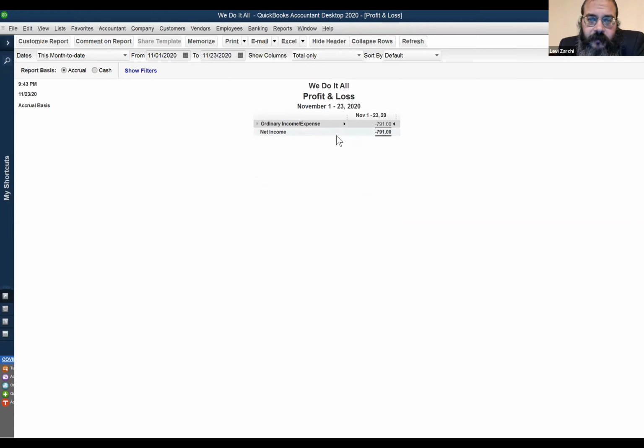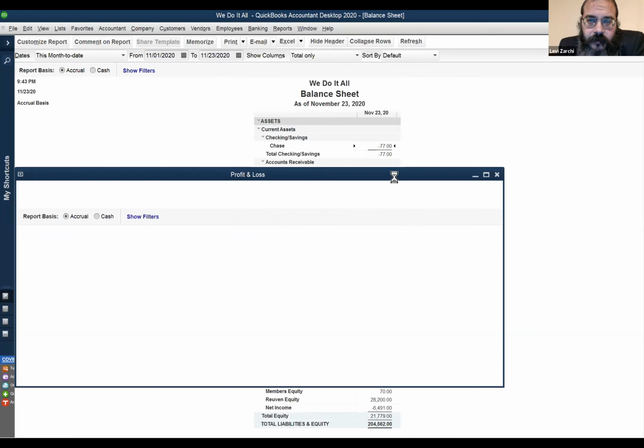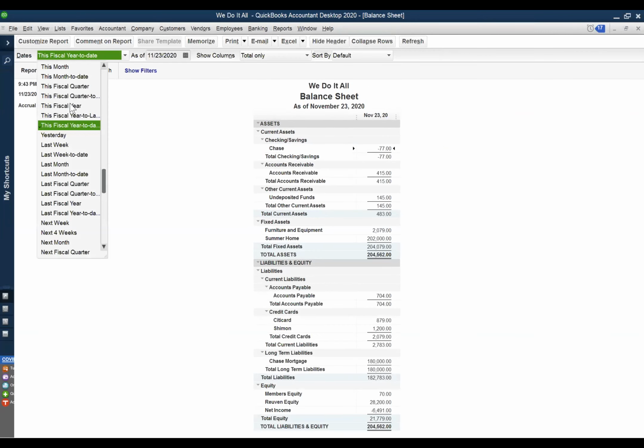Wait, you're looking at profit and loss. You're looking at the balance sheet now. What's your question? You want balance sheet information? Okay, so let me open it. So basically the equity part seems to be off.